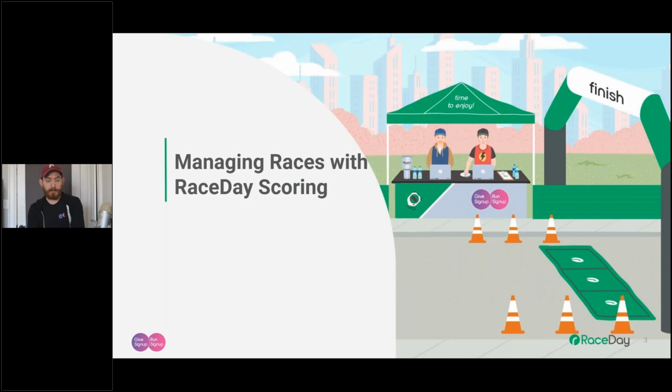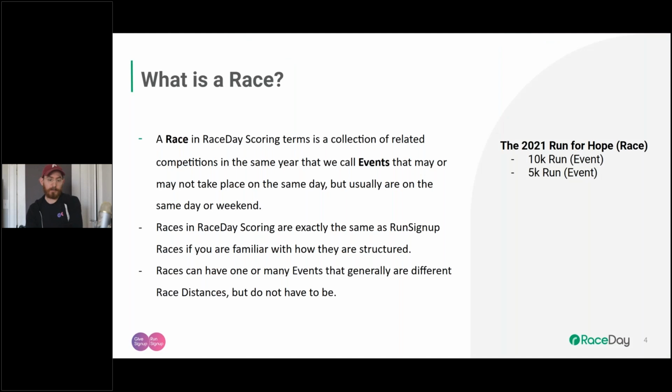So let's start off with managing races with RaceDay scoring. So what is a race? First off, a race in RaceDay scoring terms is a collection of related competitions in the same year that we call events. They may or may not take place on the same day, but are usually on the same day or weekend. So on the right, the example we have here is we have the 2021 Run for Hope.